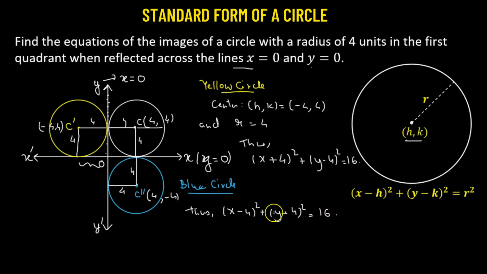so that's 16. So that means we have finally found both the two equations. The yellow circle's equation represents the reflected circle about the line x equals 0, and the blue circle's equation represents the circle that is reflected about the line y equals 0.